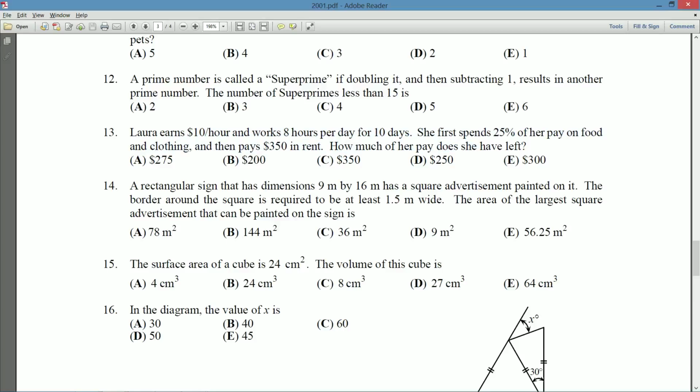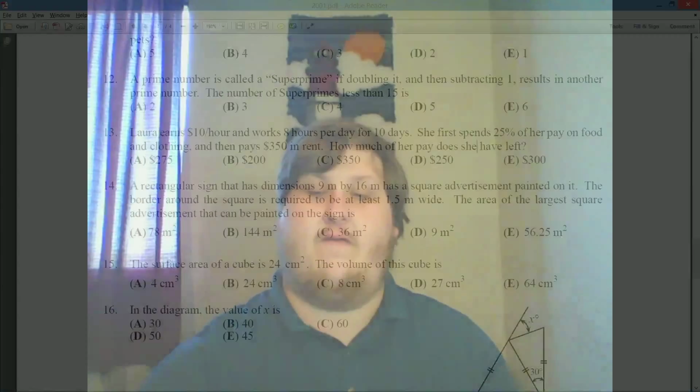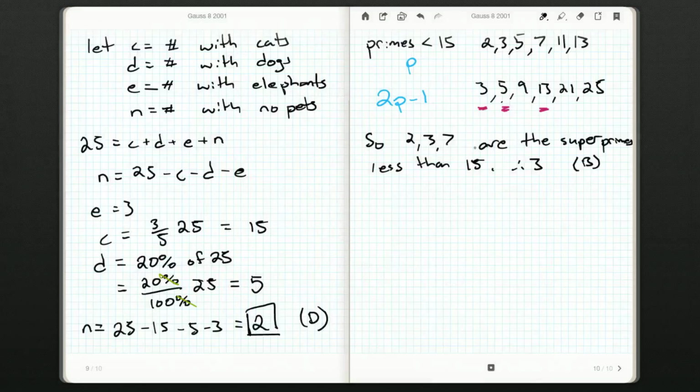Okay. So to attempt this question, we need to figure out some things. First, we need to figure out how much money she has in total after the 10 days. Once we do that, then we can figure out how much 25% of that was, and that's the money that goes to food and clothing. So we would take that away from the total. Then, we would take $350 away from the total. That's her rent payment. And then the number we have left, the amount of dollars that Laura has left, that's the answer that we're looking for. That's what the question asks us for. So the first thing to figure out is Laura's total pay.